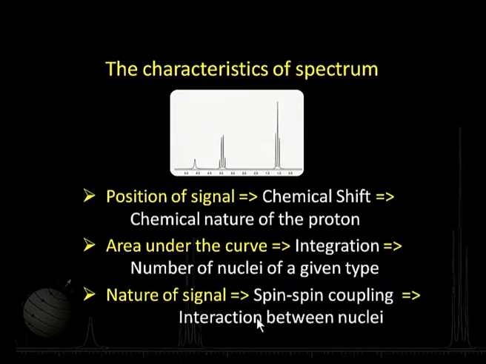The third characteristic is what is called the nature of the signal. What you see is that these are different kinds of signals. All these signals are of different types from each other, and these are indicative of the interaction between different nuclei. We will talk about each characteristic one by one.